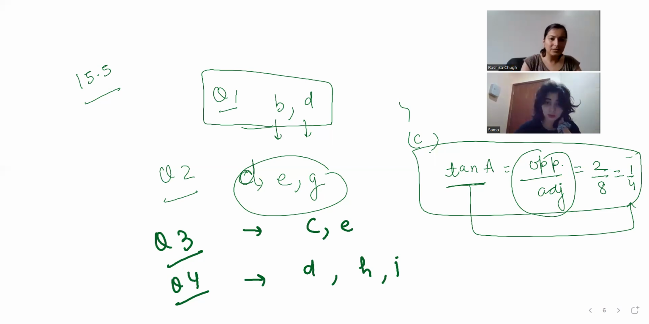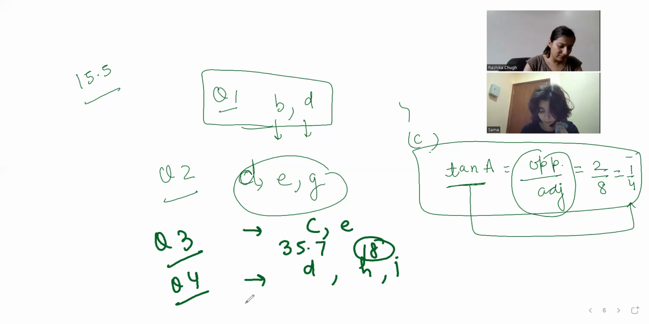Okay, done. Let's start with questions. Question two was done. Third C, it would be 35.7. Yes, and E, 18. Yes. Question number 4D, 14.6. What? 14.6. 14.4, that's E. 40.6 you are getting? 14.1. Let's discuss that.